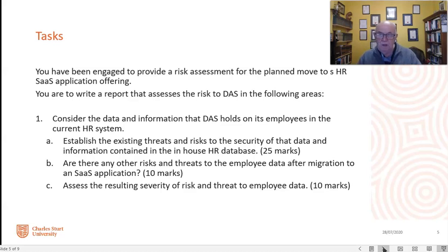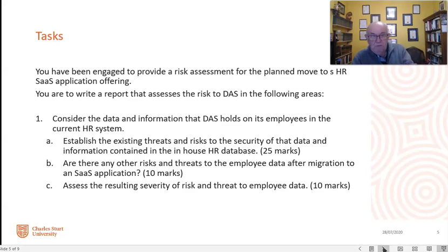First bit, consider the data and information that DAS holds on employees in the current HR system. Now you've got to do three things. Firstly, what are the existing threats and risks to the security of that data that is contained in the in-house HR database? Notice that the database currently is in-house, an on-premise database. You've then got to consider, are there any other risks or threats to the employee data after it migrates to an SaaS application? And then finally, look at the resulting severity of risk and threat to the employee data.